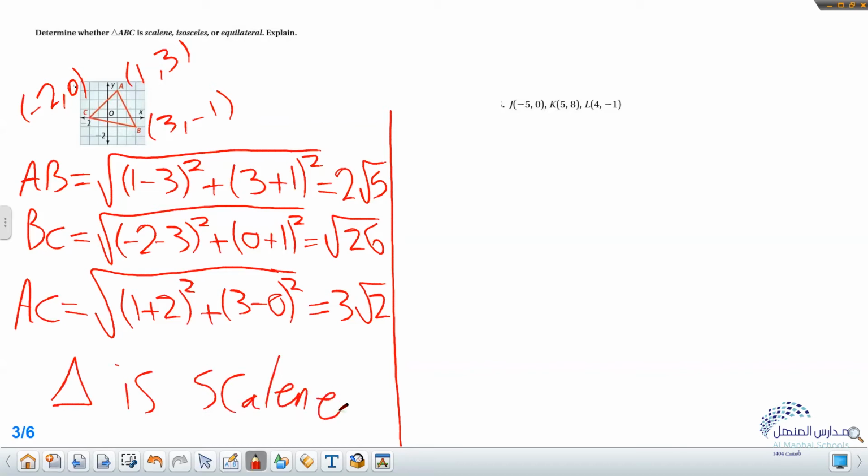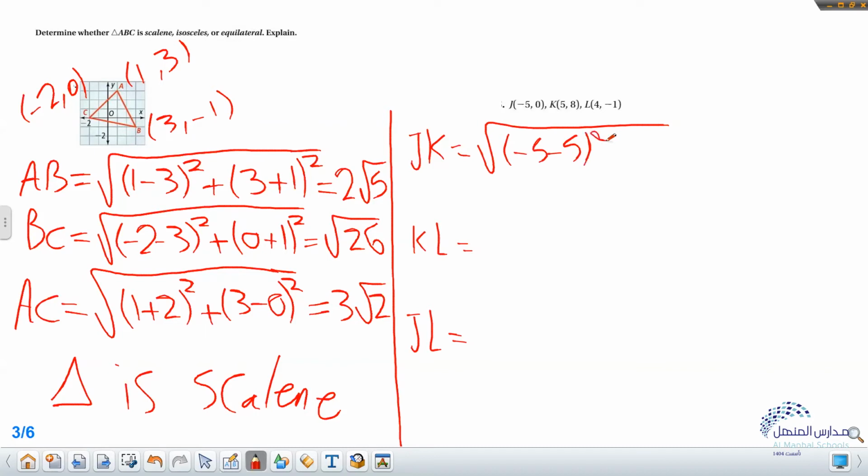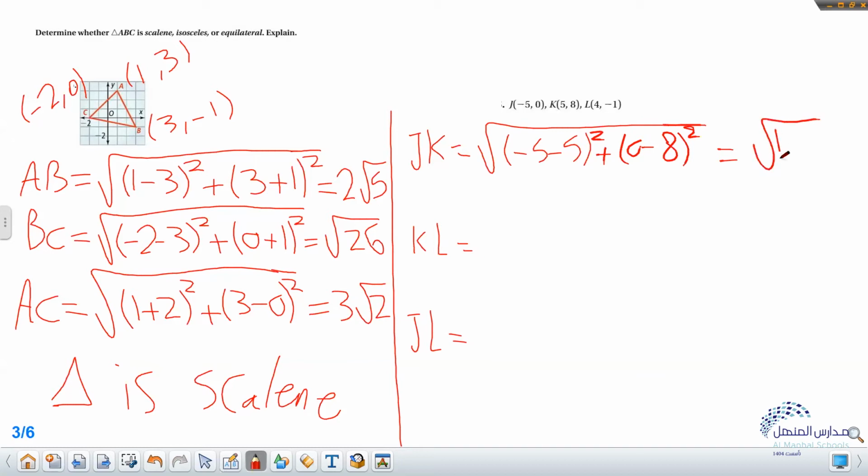Okay, next one, triangle JKL. First, I want to find JK. Then I will find KL. Then finally JL. Okay, by the same rule of the distance, square root, negative 5 minus 5 power 2 plus 0 minus 8 all power 2. Okay, it will be square root of 164.